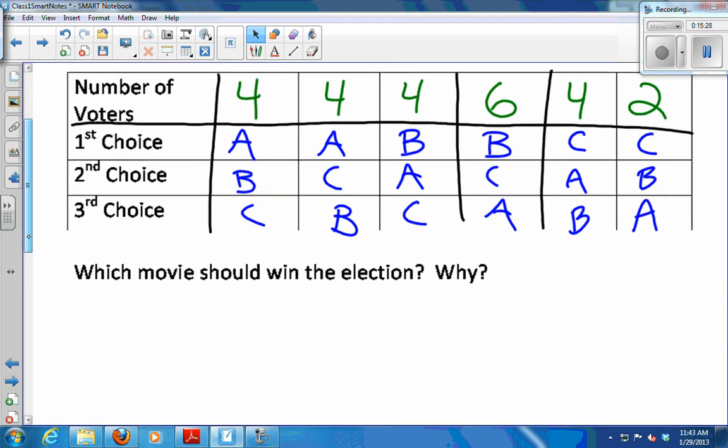All right. Now, who do you think should win this election? Well, we're just picking one movie. We're just going to pick a movie. Okay, well, B? 10 votes. B got 10 first place votes. Yep. A got 8 and C got 6 first place votes. So if we're just going to count first place votes, B should win, right?